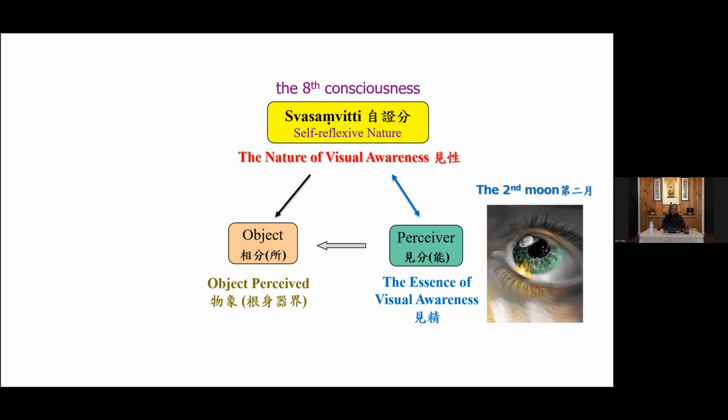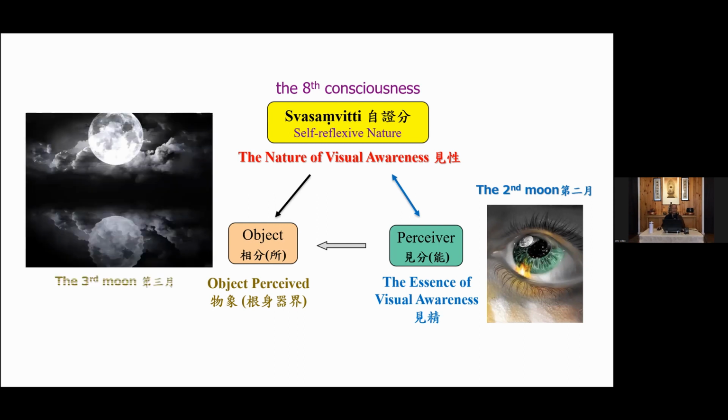And this perceiver is the second moon that Buddha keeps talking about. Even though it's not the real moon, it is the second moon. It's also a good practice to practice with the second moon. And there is the third moon, the object we discriminate through our sixth consciousness. And there is the first moon. The first moon is the true nature of the visual awareness.